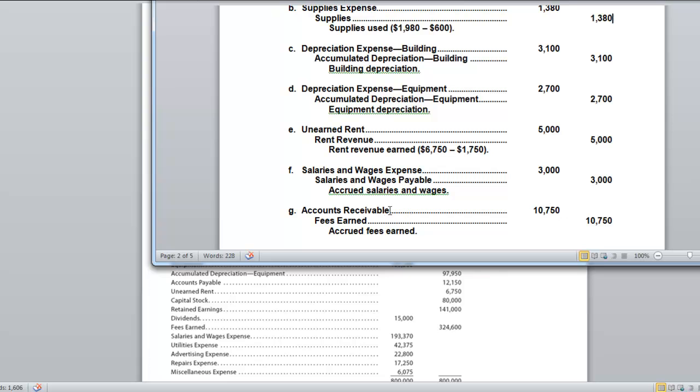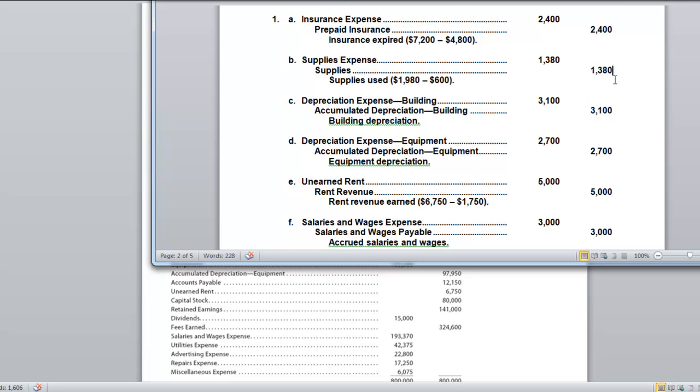Okay, so we increased our accounts receivable and we increased the equity via an increase in revenue. Notice here we have a description of each. It's very important when we're making these adjusting entries to give an explanation of what took place.